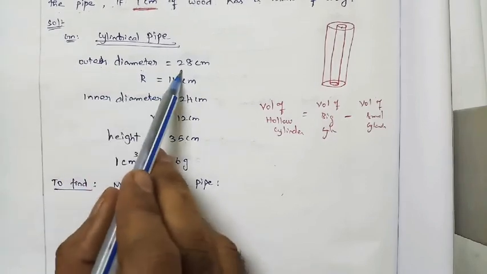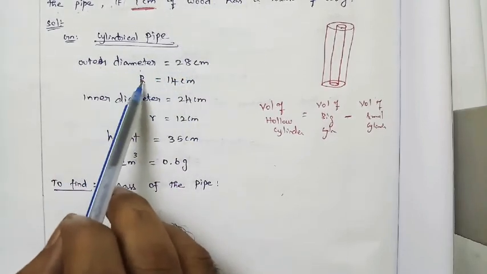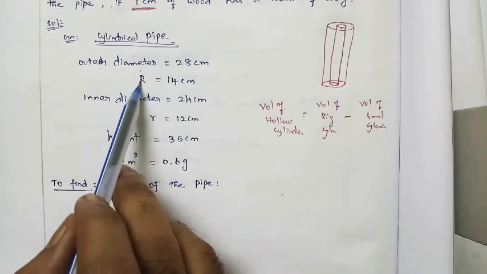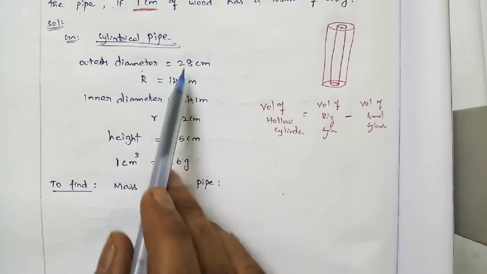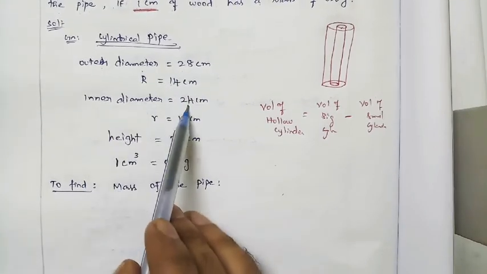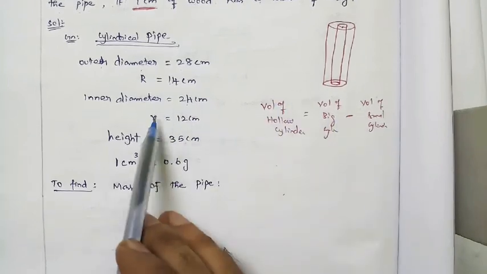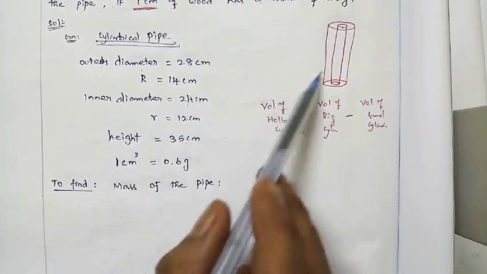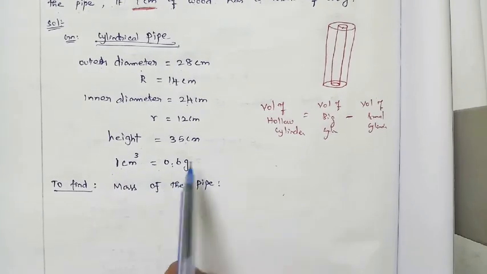That is very important. So what are the things we are having? Outer diameter is 28 centimeter. Outer radius I am taking as capital R, which is 14 centimeter, 28 by 2 is 14. Inner diameter 24, so small r, the radius of the inner cylinder, is 12 centimeter. Height is equal to 35 centimeter. And one more given: 1 centimeter cube is 0.6 gram.